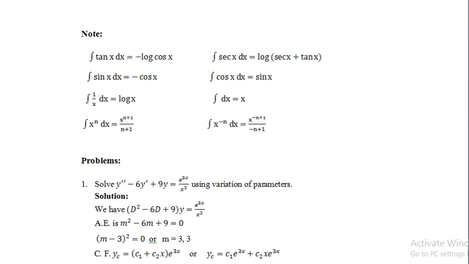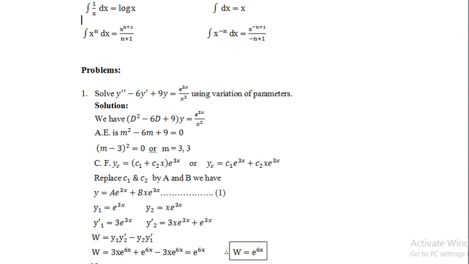The integration of sec x dx is log of sec x plus tan x, the integration of cos x is sin x, the integration of dx is x, and the integration of x raised to minus n dx is x raised to minus n plus 1 divided by minus n plus 1. So remember these integrations, which will help us while solving the problems. Now we are solving the problems one by one.